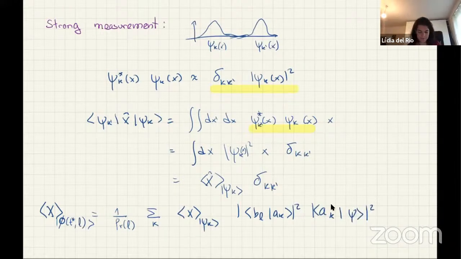Now, this, we know that this is just G times AK, right? Okay, so that's the case where we have a strong measurement. And this corresponds to the same statistics as if we had made this measurement, computed the probabilities, and then done the second measurement.